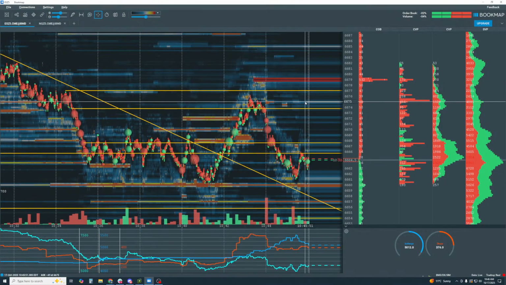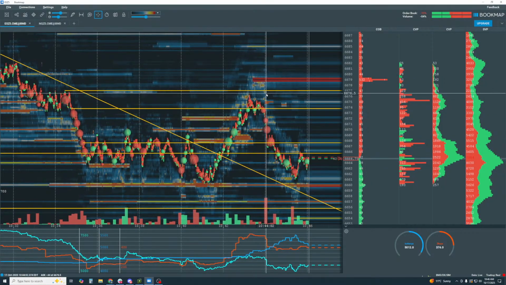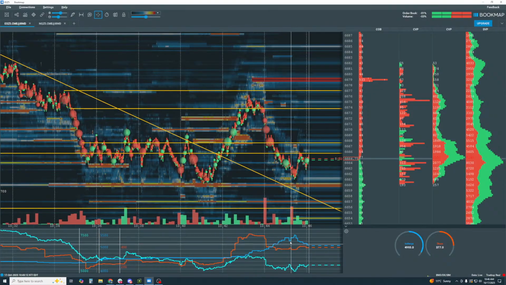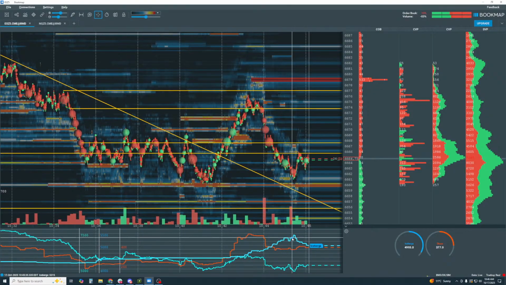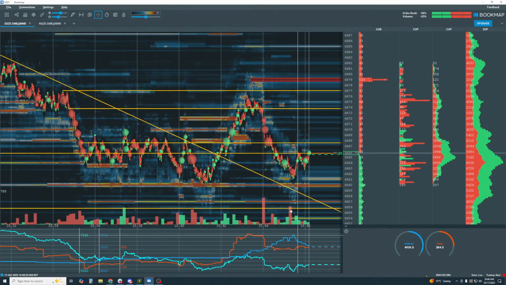Can I explain the icebergs? Sure. Okay, it's this blue line in the subchart here, this kind of darker blue line.